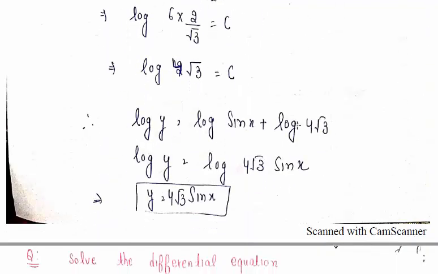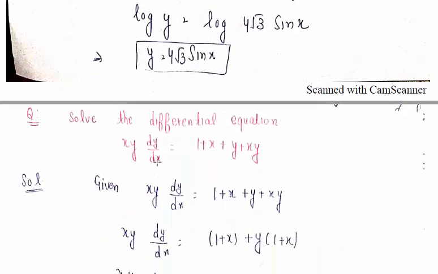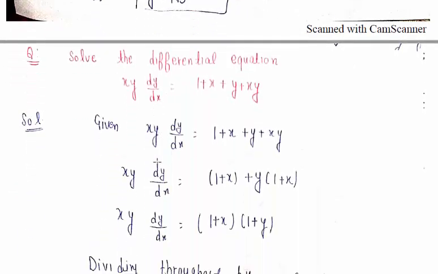Now here these two terms are log m plus log n, or log a plus log b, which is equal to log a into b. Then by taking the anti-log, we remove the log. Our y equals 4 root 3 sin x, which is our required solution. Now we discuss the next example.